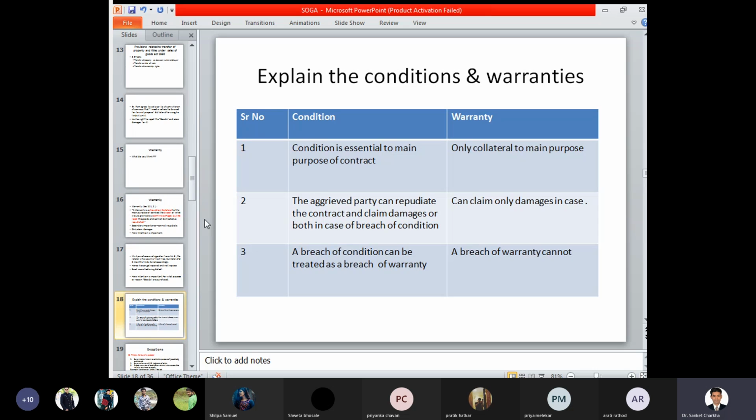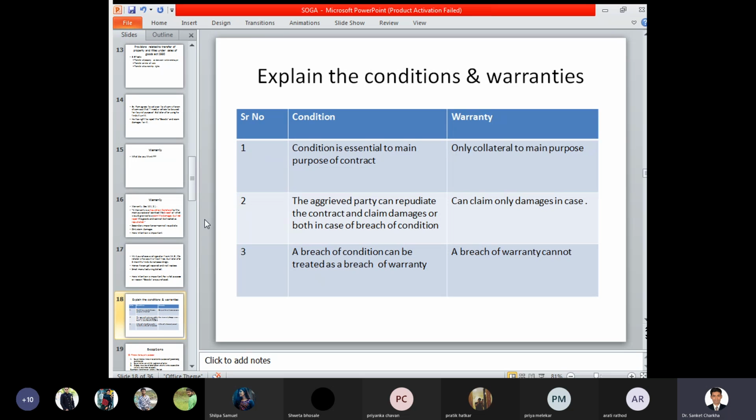Now, the differentiation between condition and warranty. Condition is essential to the main purpose of the contract, whereas warranty is collateral to the main purpose of the contract. The aggrieved party can repudiate the contract and claim damages in case of breach of condition. So if a breach of condition is created, what can a party do?